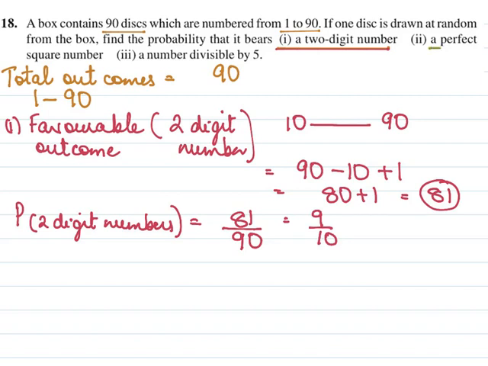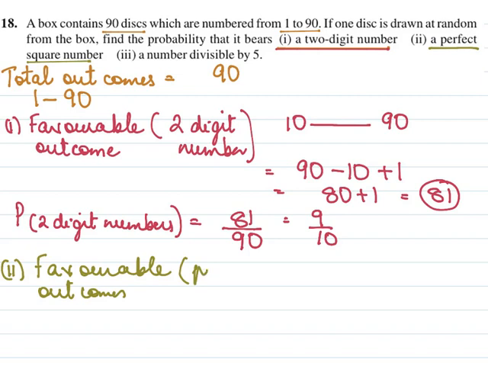In the second case we have to find a perfect square. So we have to see how many perfect squares are there between 1 and 90. So here, the favorable outcome, and remember, what is the favorable outcome in this case? A perfect square. Now which are perfect squares? 1 is a perfect square.